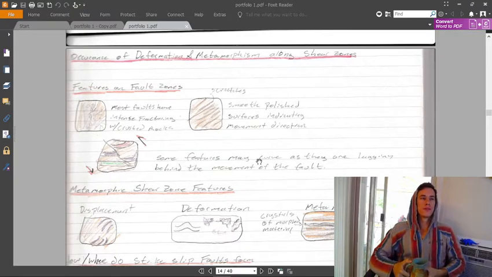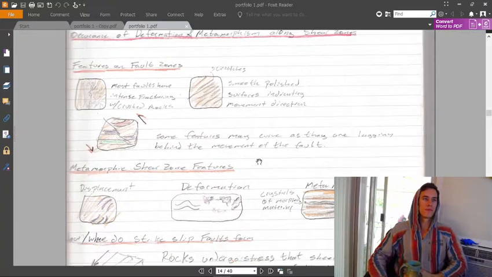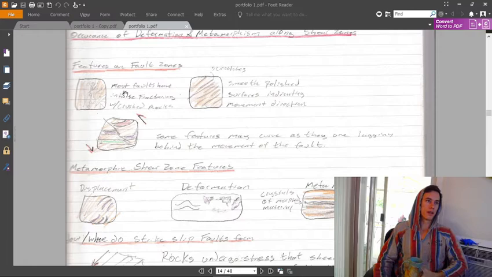Occurrence of deformation and metamorphism along shear zones. Okay. Features on fault zones. Most faults have intense fracturing with crushed rocks. So this is kind of like brecciation.